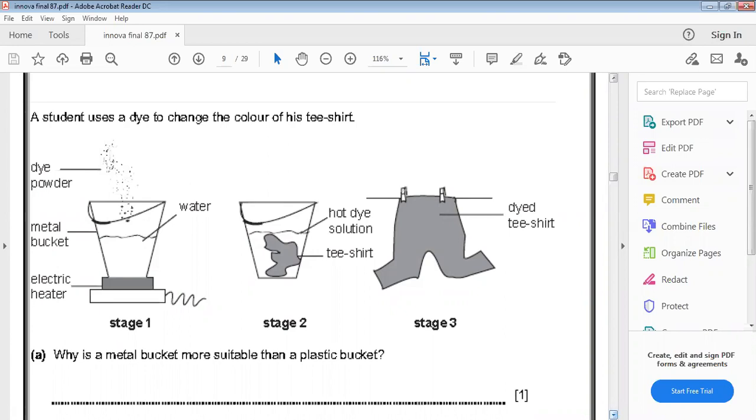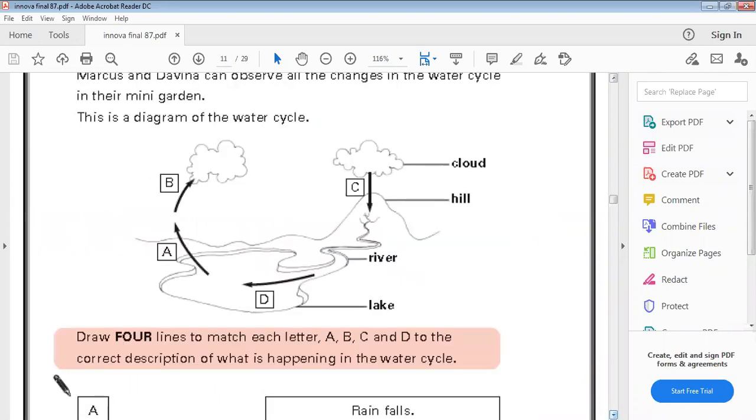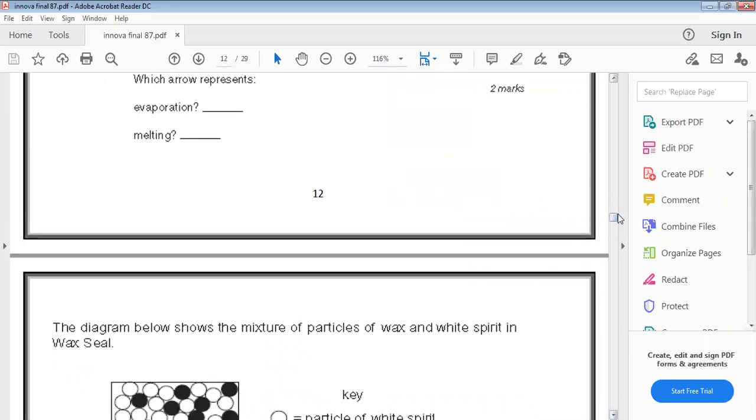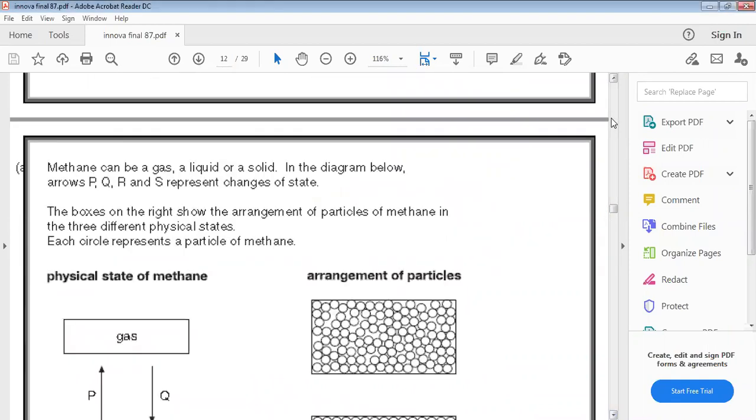To gain more heat. No. Why is the metal bucket more suitable than the plastic bucket? That the plastic will melt. Yes, excellent. So because the metal has a higher melting point. Okay. What else? Any further question?